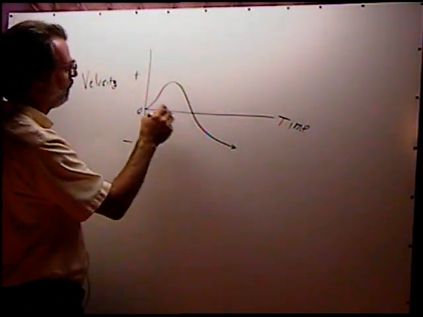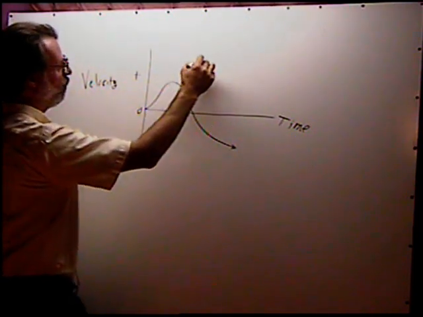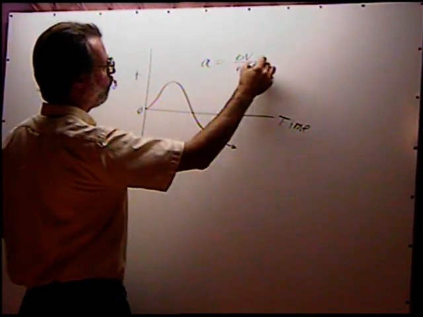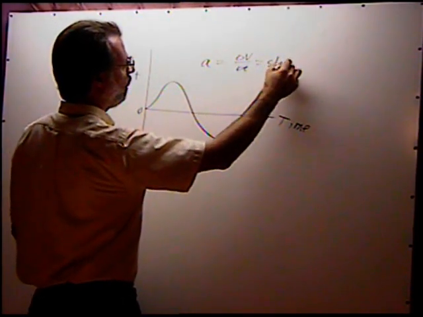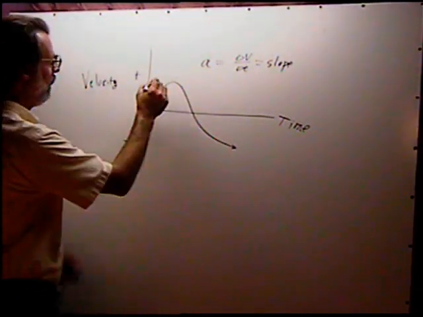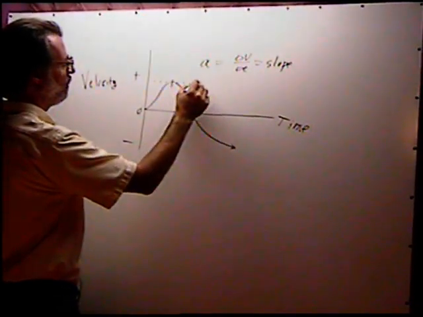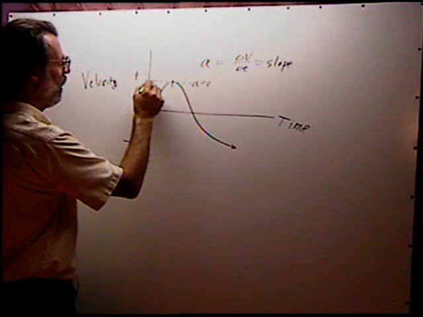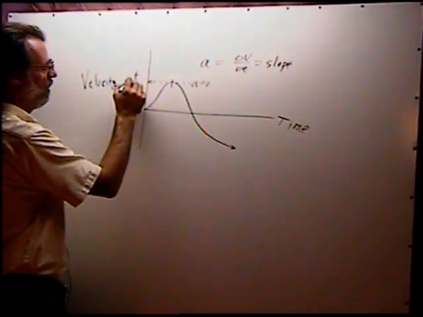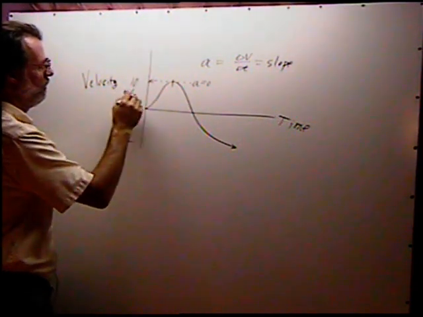At this point, as we talked about before, the acceleration is a change in velocity over the change in time, or it's a slope of velocity versus time. So the slope right here is 0. So at this point, we know that the acceleration is 0. We still have a positive velocity. Let's say this is 10 meters per second. Okay.